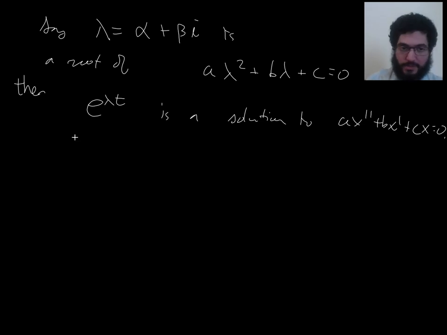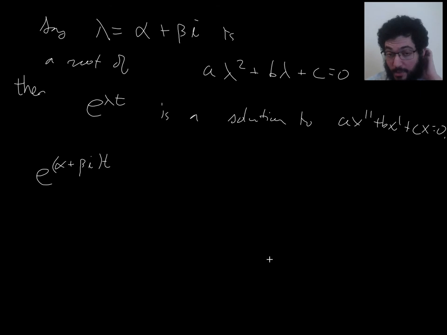We want a general solution, and we want it to be real. So e to the lambda t means e to the (alpha plus beta i) times t. That's our solution. Our problem is that this is a complex solution. In the last video, we came up with a way of generating real solutions out of complex ones. And it's really simple. Just take the real part, or take the imaginary part. Those are both ways of getting real solutions out of complex ones.